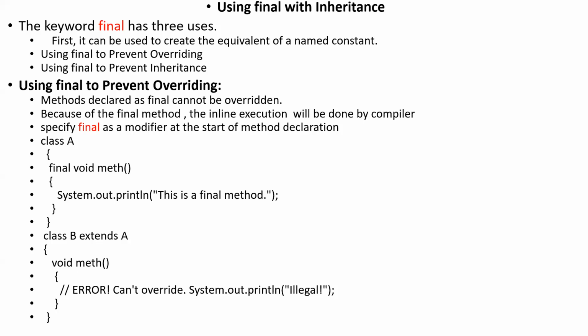That's what preventing is: nothing but that the method cannot be overridden. In the superclass, if the superclass wants this facility, like the superclass does not want those methods to be overridden.